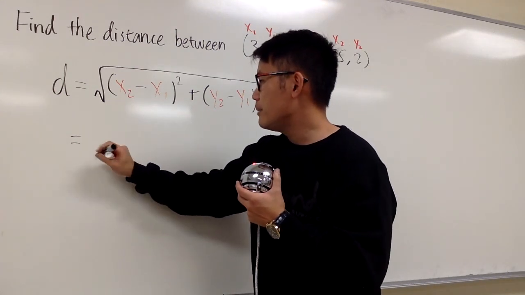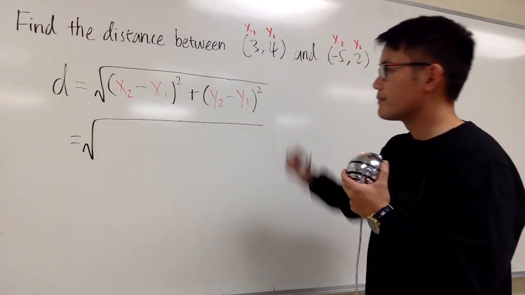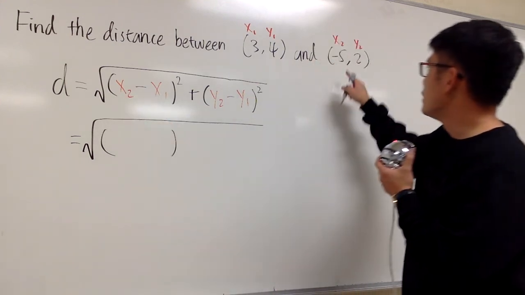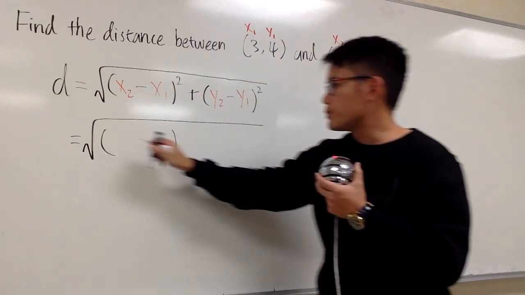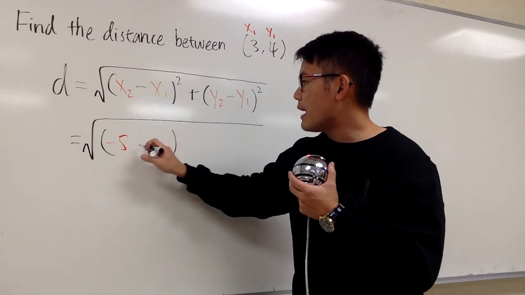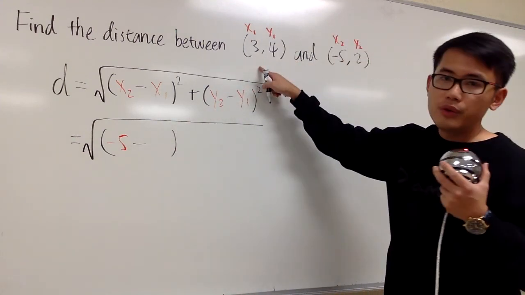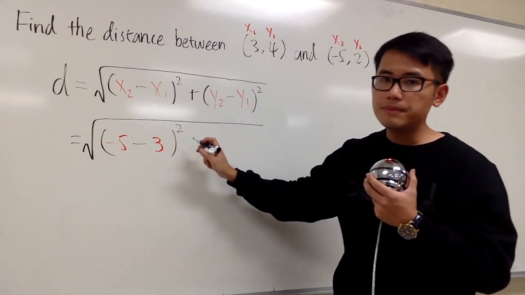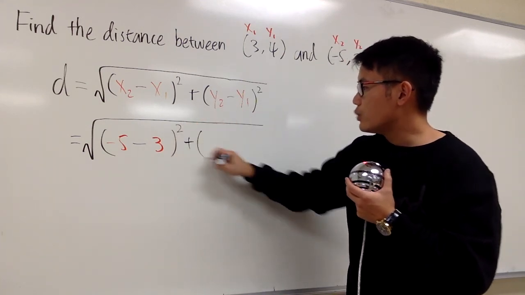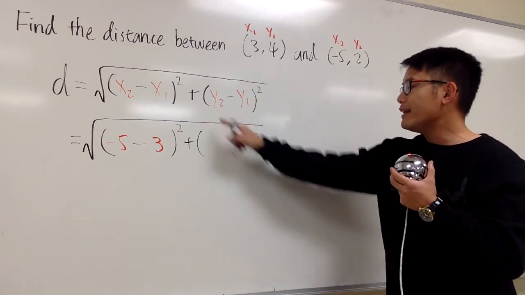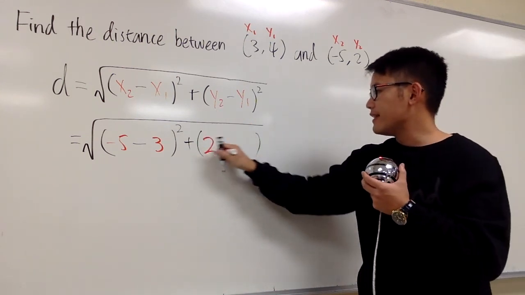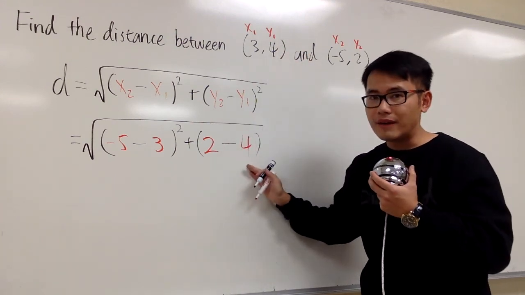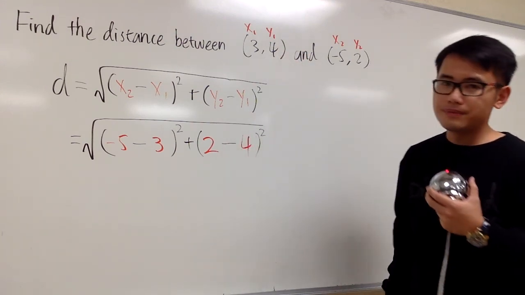So let's see. Let me open that big square root again. So we will have this parentheses. For the x2, we know it's -5, so we just put down -5. And then we minus x1, which is 3, so I will put down 3 right here. And then we have this raised to the second power. And then we add it with, we open another parentheses, y2 is 2, and then we minus y1, which is 4. And then we still have this raised to the second power.